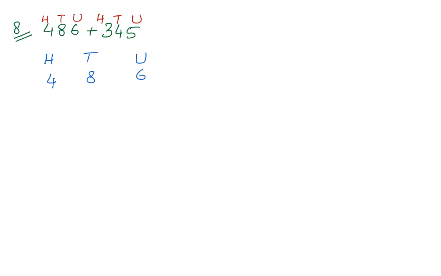Okay, let's find the sum of 3-digit numbers. 486 plus 345. Again, the first step is to mark place values. So we have units, tens, and hundreds. Now write this in vertical form. We have hundreds, tens, then units. 486 plus 345. You will first find the sum of 6 plus 5, the numbers on the unit side.